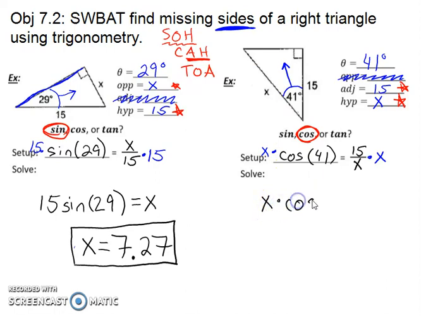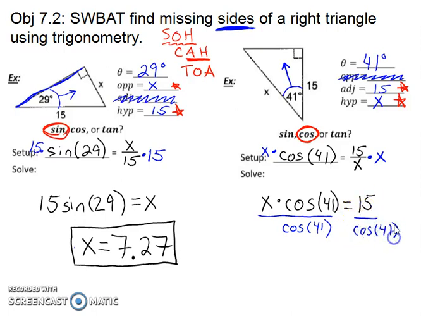times cosine of 41, and you do need to write all these steps, is equal to 15, because the x and the divide by x cancel out. And then the last step to get x by itself is that we divide by cosine of 41, the whole thing at once, and that will cancel out on the left side and give us x by itself. So divided by cosine of 41, divided by cosine of 41. So these cancel, and we get x is equal to 15 divided by cosine of 41.